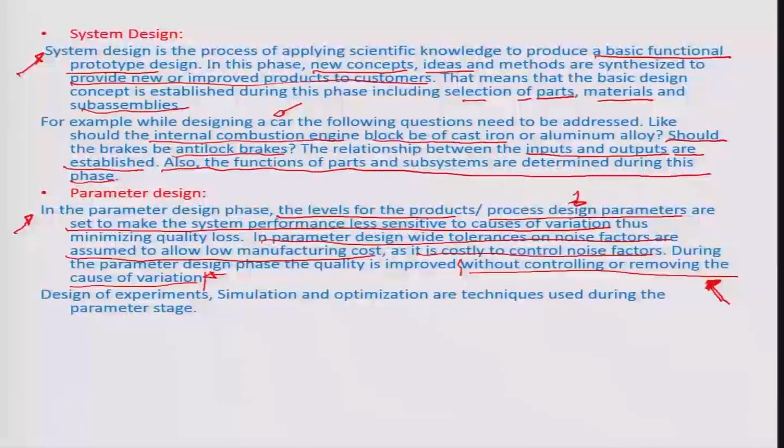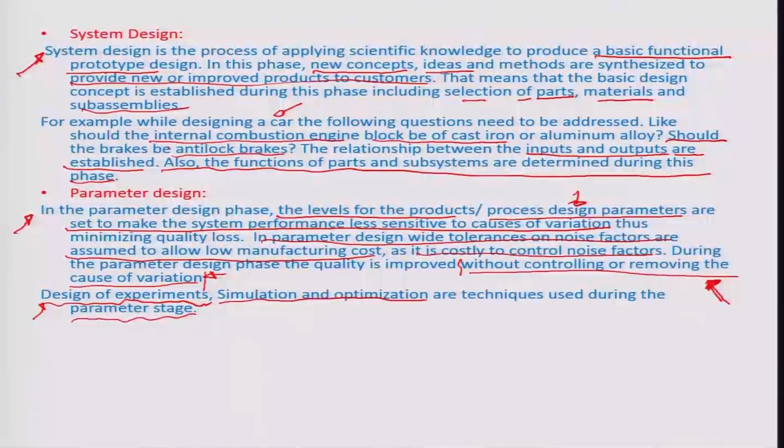There are a lot of methods which are used in this particular parameter design phase. For example, DOE, design of experiments, is very widely used to set up the right set of parameters, which would help you to operate at a low noise level. There are also simulations and optimization packages which are used as techniques at the parameter stage to set up some parameters related to a system.